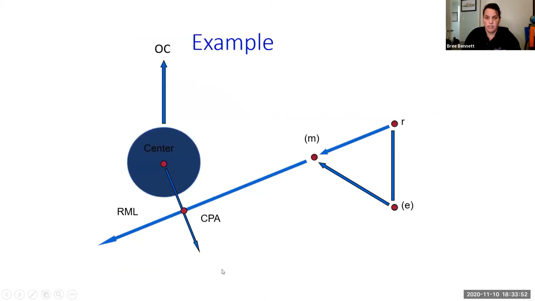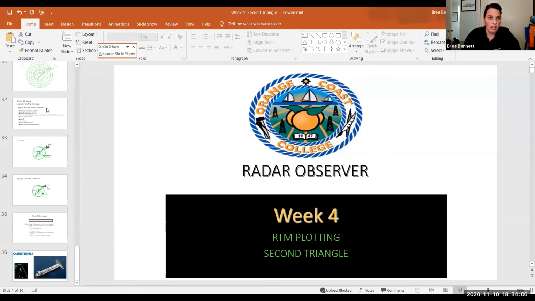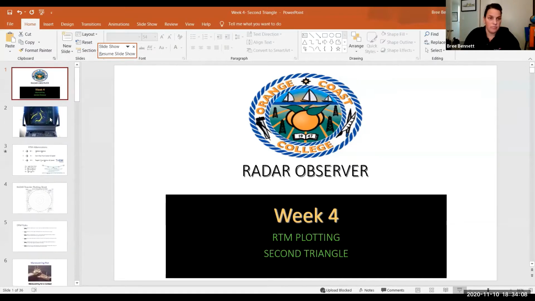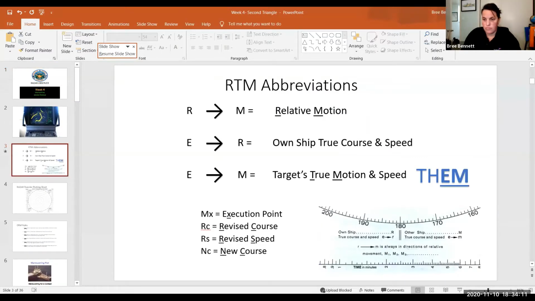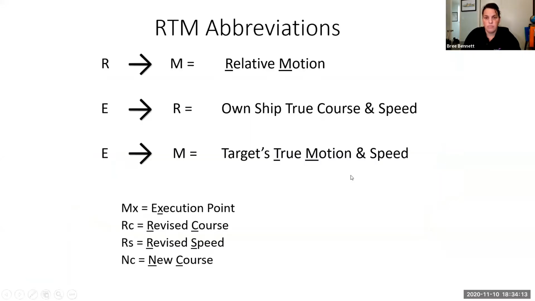Okay. So that was a quick little review. Let's go back to week 4 here. Okay, so our abbreviations, and on Canvas, there is a list of acronyms on the reference material that is very handy. So you might want to look at that as well.